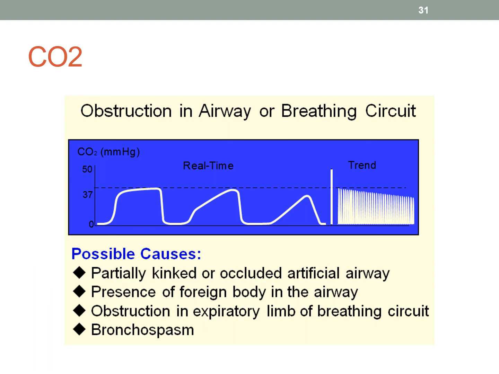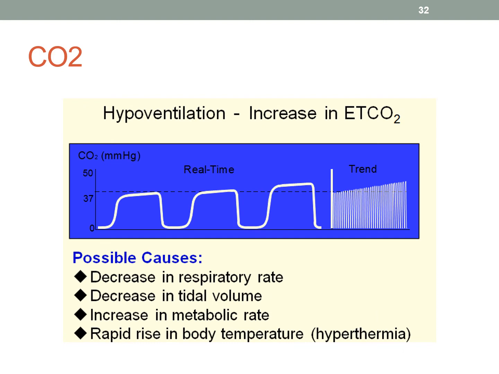Here, as you can see on the trend, it steadily goes down. This is some type of obstruction in the airway. It could be kinked, occluded, a foreign body, an obstruction in the expiratory limb of the breathing circuit so it's not receiving the CO2, or possible bronchospasm. Hypoventilation, obviously the CO2 is going to go up, so it's going to trend back up. Whatever causes your minute ventilation to go down, so a decreased rate or tidal volume, possibly an increased metabolic rate, increased temperature, anything that would increase that, seizure.